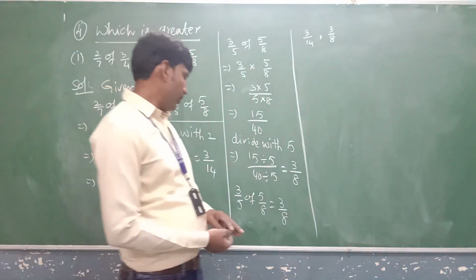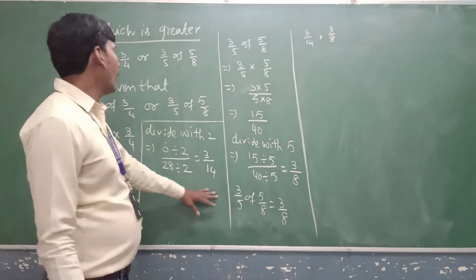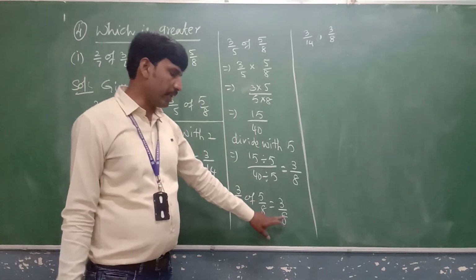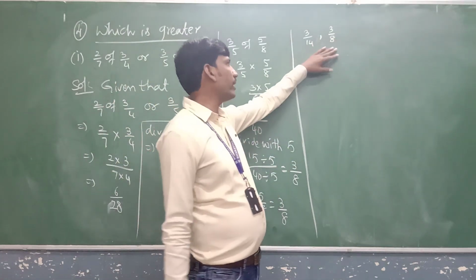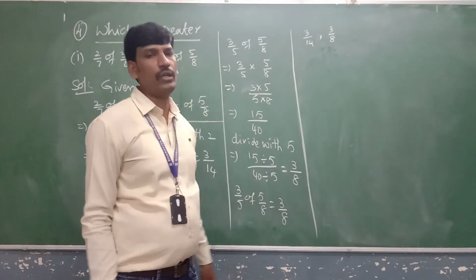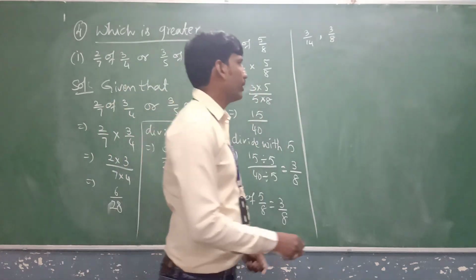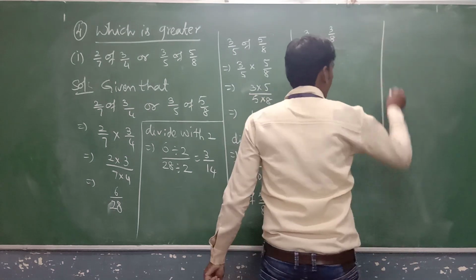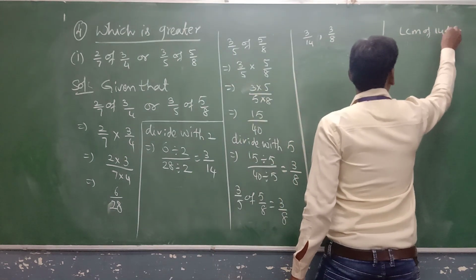So now we got the product of, see, 2/7 of 3/4 is 3/14 and 3/5 of 5/8 we got 3/8. So both are unlike fractions we got. To compare these unlike fractions, we should convert them into like fractions by taking the LCM of denominators. Okay, now I am going to take the LCM of denominators. LCM of 14 and 8.